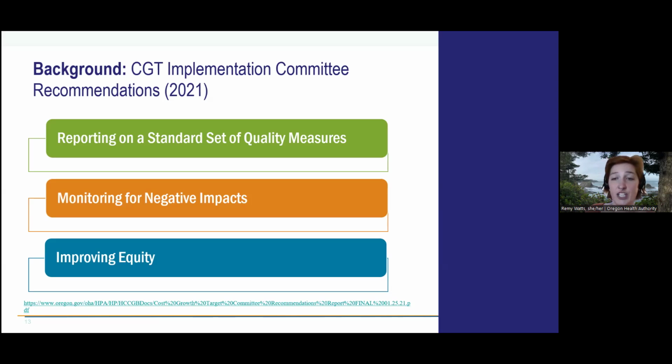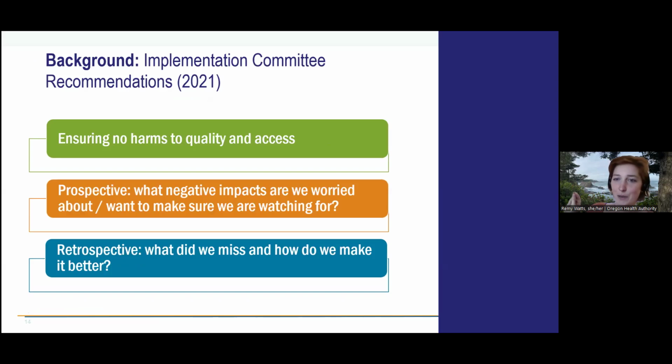So these strategies that you see are the recommended strategies that came out of that initial Cost Growth Target Implementation Committee to work to incorporate quality and equity into the Cost Growth Target program. We see these: reporting on a standard set, monitoring for negative impacts, improving equity. Now we're going to look at it in a little bit of plain language. The recommendations again, but written in plainer language.